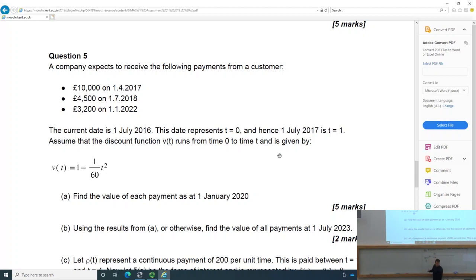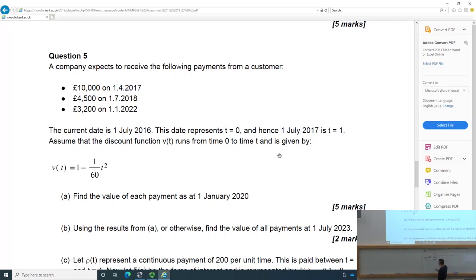We were told that time equals 0 is 1st of July 16, didn't we? So that's time 0. So how far has this gone forward? Well, 8, 9, 10, 11, 12, 1, 2, 3, 4. So it's 9 months, so this is time 0.75. Let's have a little sneaky look on here, make sure I'm not going too mad. No, I'm not.